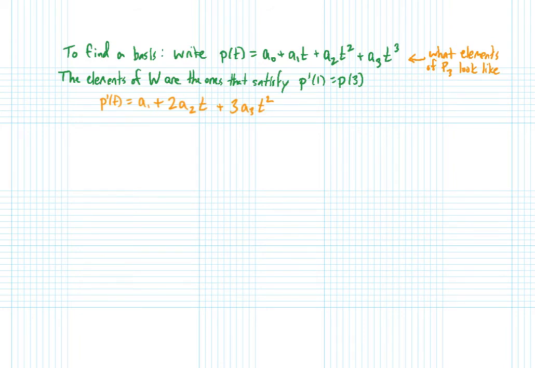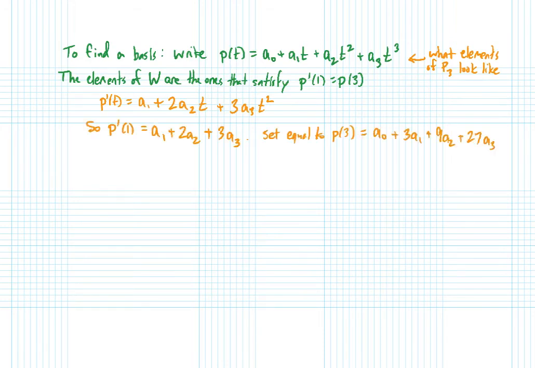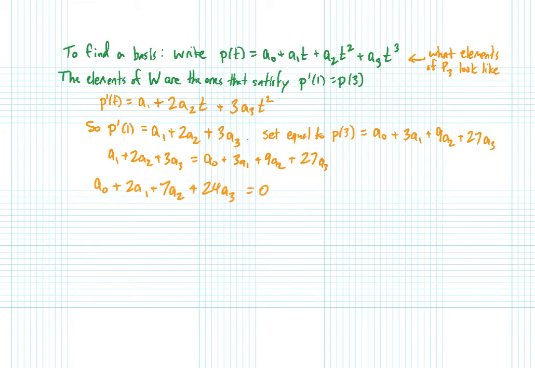So to do that, we'll first calculate the derivative of P, which is a1 plus 2a2t plus 3a3t squared. And then if we plug in t equals 1, we get P prime of 1 is a1 plus 2a2 plus 3a3. And then we're going to set this equal to P of 3, which is a naught plus 3a1 plus 9a2 plus 27a3. And so when we set these two things equal to each other, we get an equation that just involves a naught, a1, a2, and a3. We can move all the terms to one side. And when we do that, we get the equation a naught plus 2a1 plus 7a2 plus 24a3 is equal to 0.